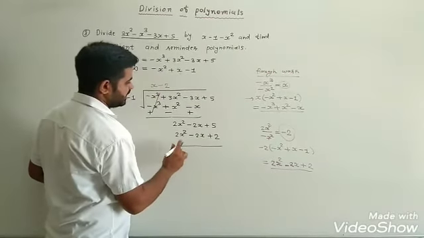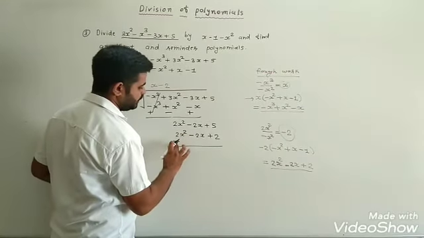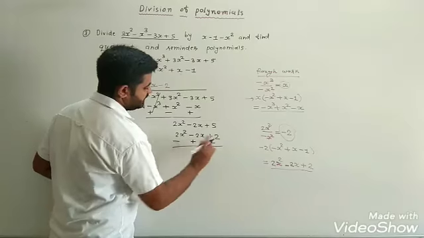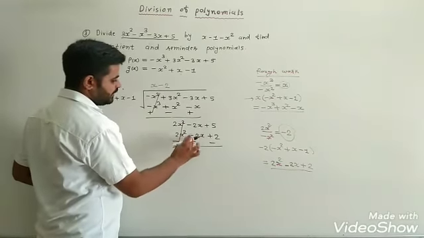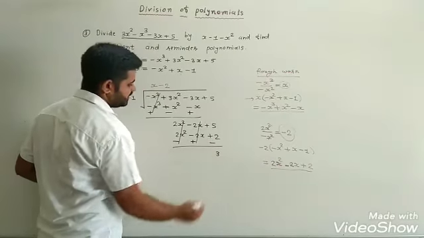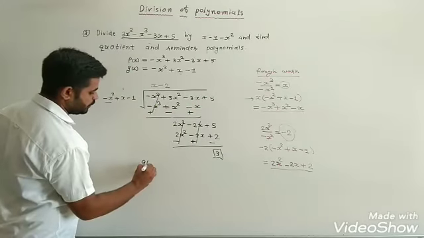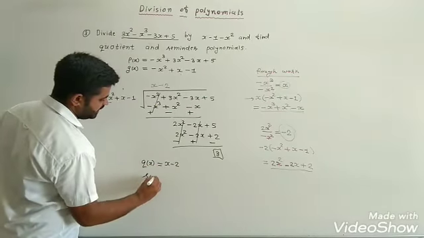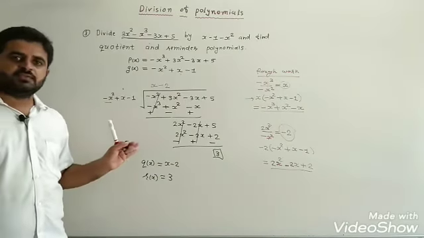Now you have to do the subtraction of this. Here is positive, so here you have to write negative. Here is negative, so you have to write positive, and this plus becomes minus. Now these both will cancel. Minus 2x and plus 2x, this also cancels. Plus 5 minus 2, the answer is 3. So this is the remainder and this is the quotient. So q of x is equal to x minus 2 and the remainder r of x is 3. So we can do the division in this way.